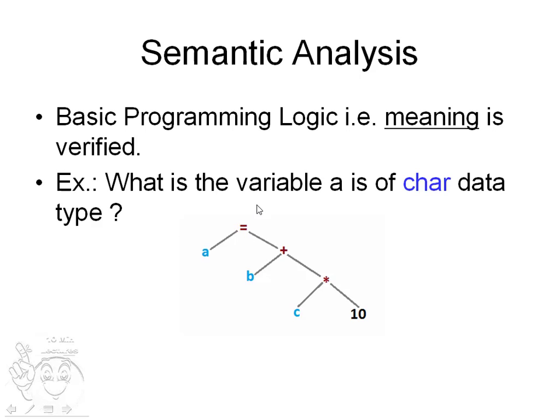So this entire process, though the equation is right, but it is not logical. So such cross verification that this expression really holds is verified in the semantic analysis. So if b and c are doing arithmetic operations and it is being stored in the character variable, it doesn't stay valid, right? So this verification is called semantic analysis.